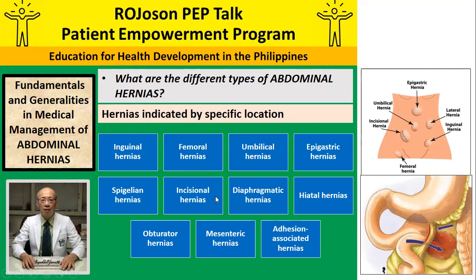Incisional hernias are those which occur after an operation. Diaphragmatic hernias are those which herniate through the diaphragm that separates the lungs and the abdominal cavity. Hiatal hernias are those near the esophagus, and so forth and so forth. So these hernias are specified by the specific location.